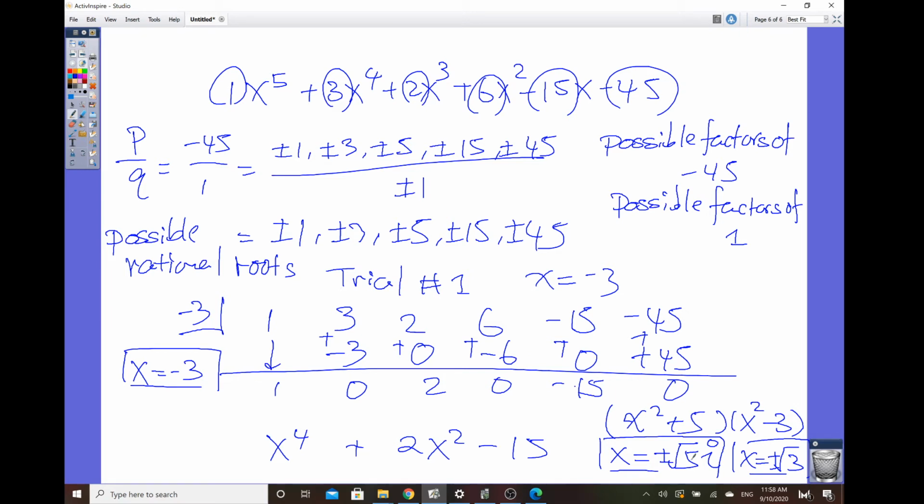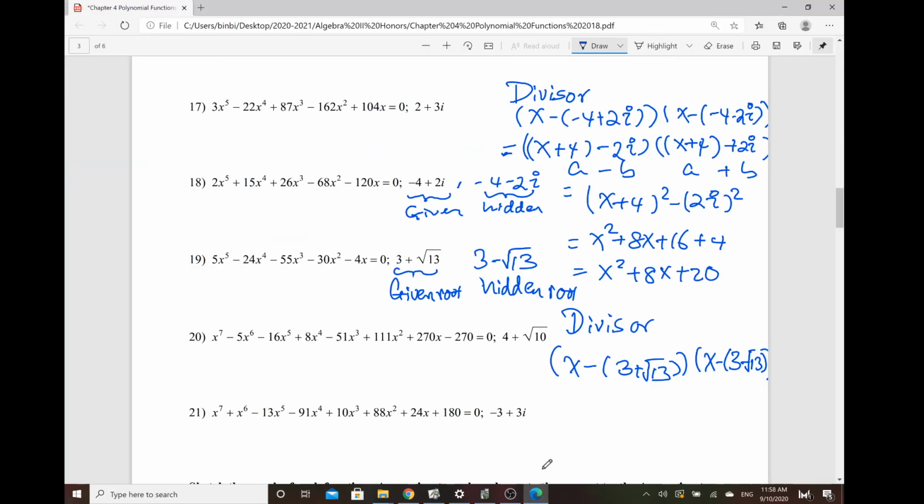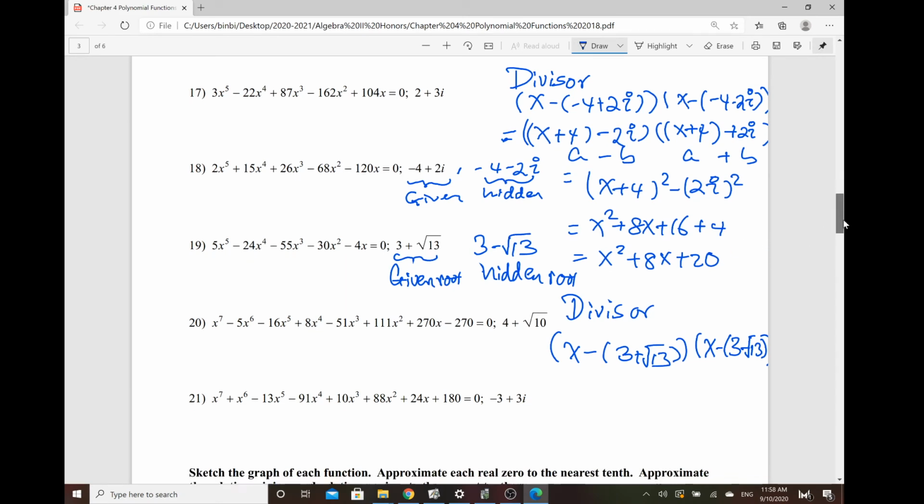So what about any problem like this on a test? Well, probably not. Or maybe something a little bit easier, because this one is time consuming. You have to do both the long division and also go through P over Q with the synthetic division. So now let's see what else we have for the rest of the lesson here.